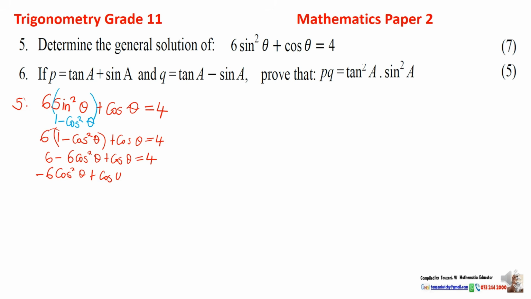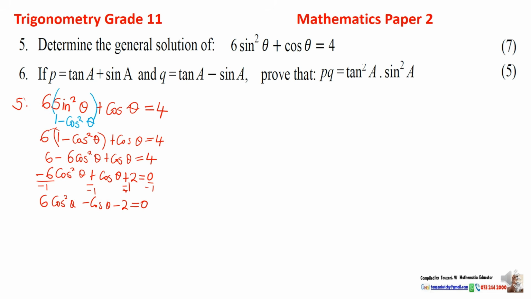If we move the 4 to the left, it will become negative 4. So that's 6 minus 4. It gives us plus 2. This is equal to 0. Then to make the leading number positive, we divide the whole equation by negative 1. Divide everything by negative 1. Then my equation becomes 6 times cos squared theta minus cos theta minus 2. This is equal to 0.